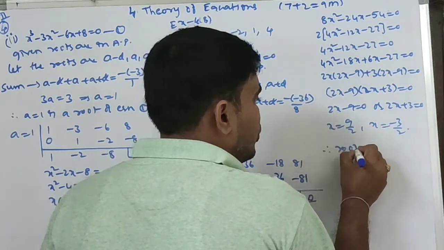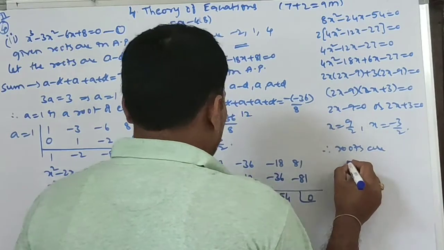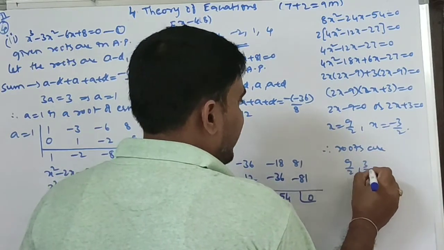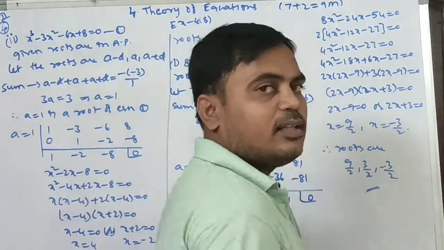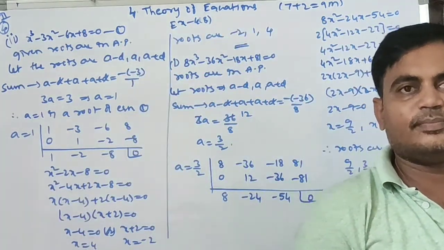Therefore, the roots are 9/2, 3/2 and −3/2. These roots are in AP. This is the required solution.